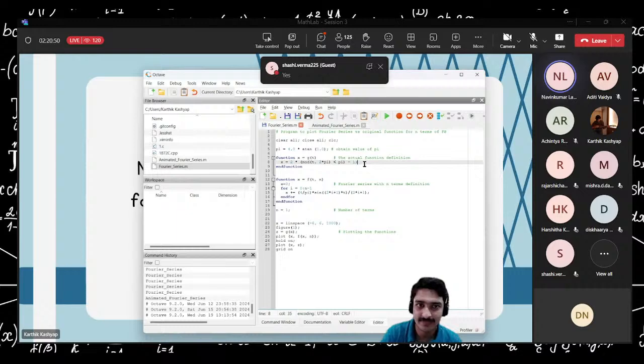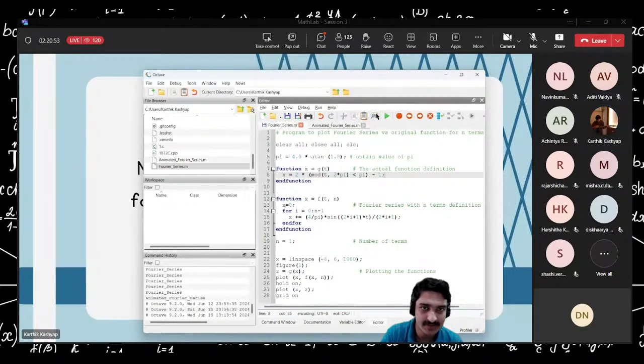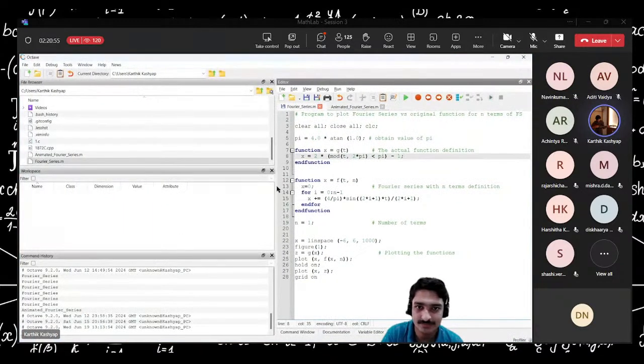Let me zoom in on the screen, since people want to see the code. I'll just take this to full screen.